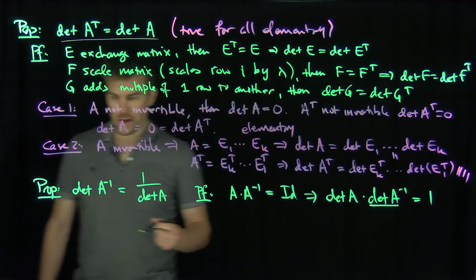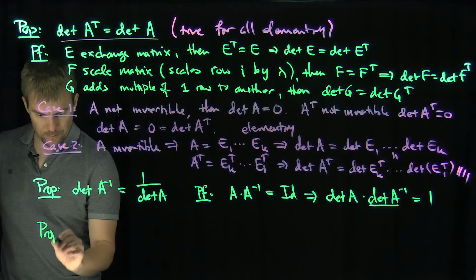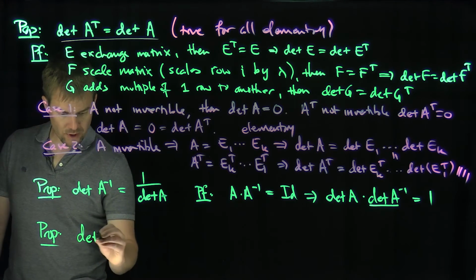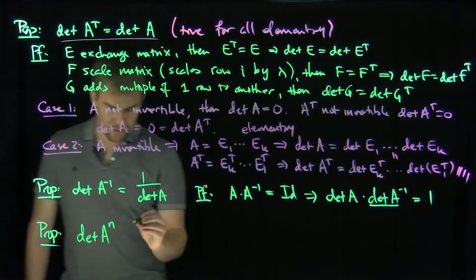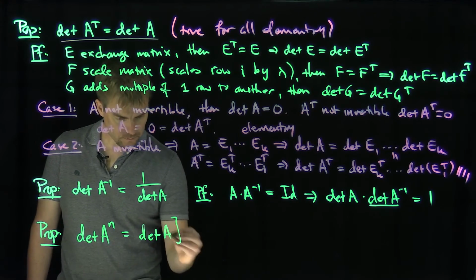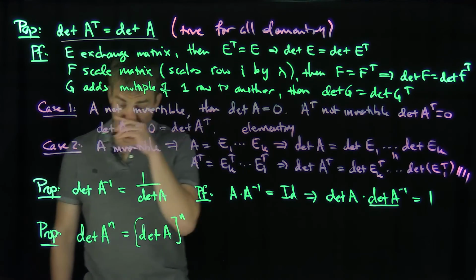That proves that proposition. And now also, just by induction, so we have transposes, inverses, and now powers. If I do the determinant of A to the power n, trivially, what can I do? I can say this is really just the determinant of A, to the power of n, right?